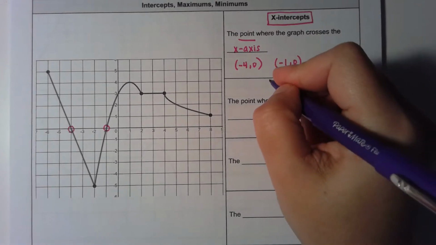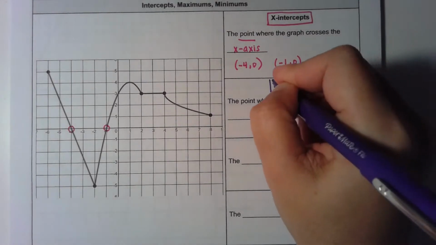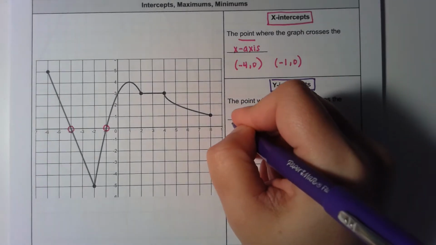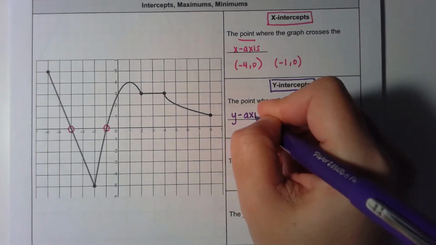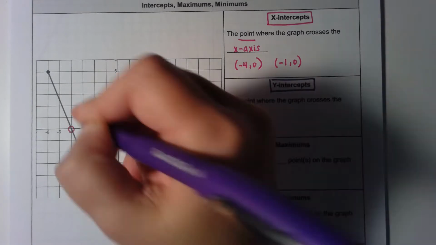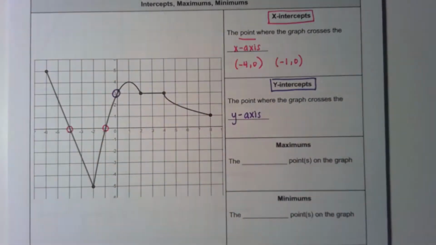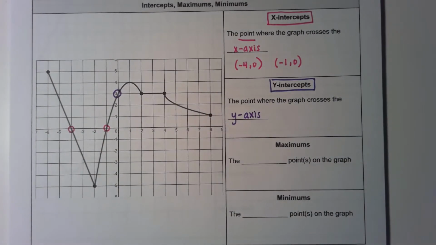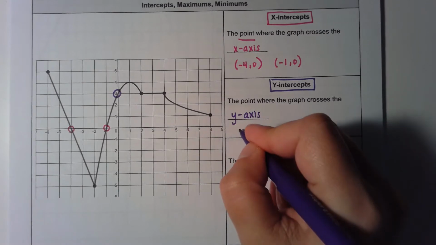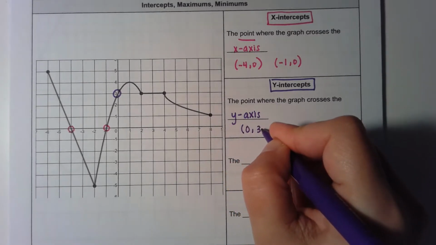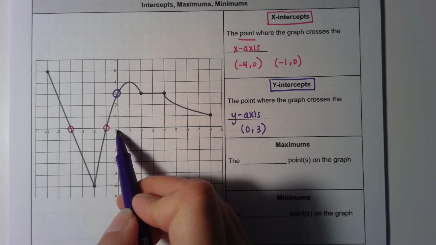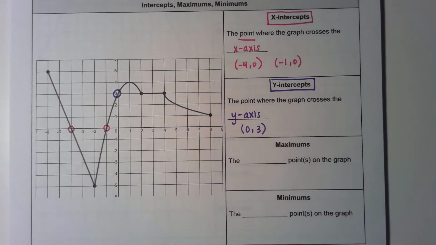Now the y-intercept is going to be the place, the point on the graph where the graph crosses the y-axis. So on this graph, that would be right here. It's where the graph crosses the y-axis. Now that point would be the point (0, 3), because the x-coordinate here is 0, the y-coordinate is 3. And remember, it's always alphabetical order, x, then y, when we're listing points.